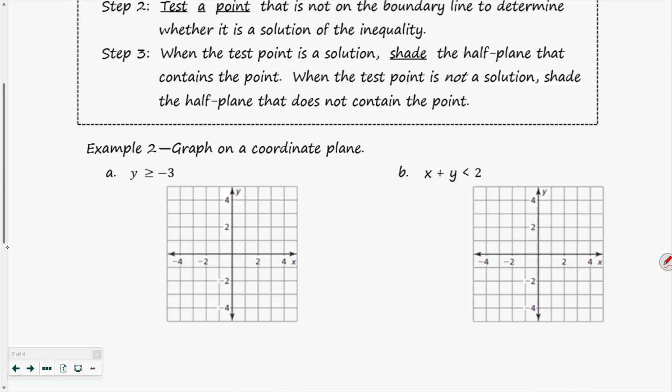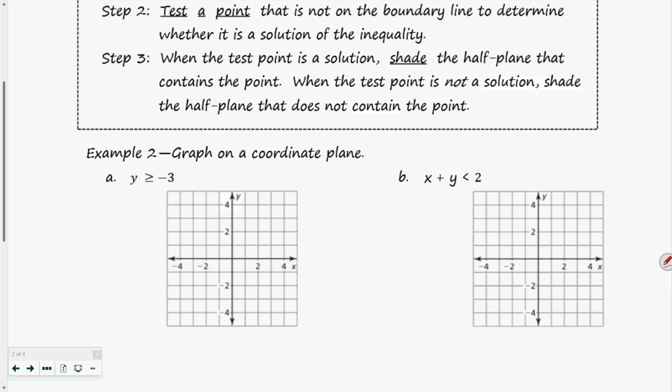We're going to start off with some basic equations here like a vertical or horizontal line. In this case, you want to think about y is greater than or equal to -3. So you want to think about the equation y equals -3. That's a horizontal line, just a reminder of that from when we were graphing lines.